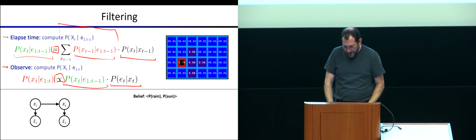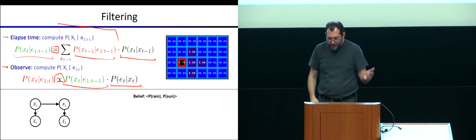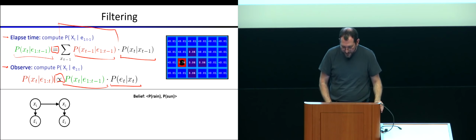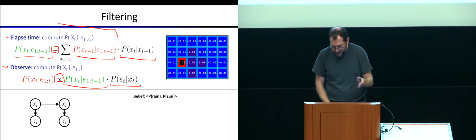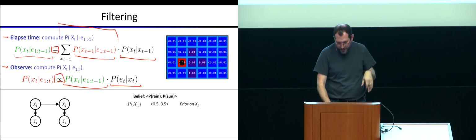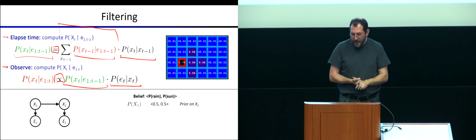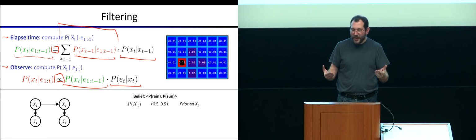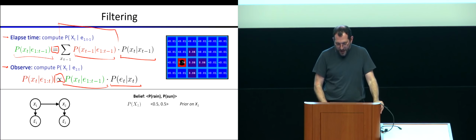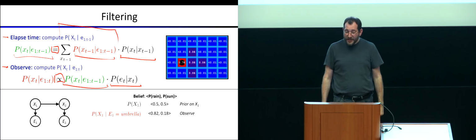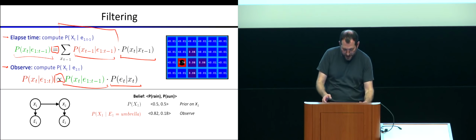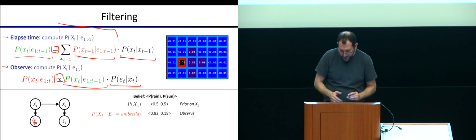So here's how it would work. You would start off with some belief about, say, the probability of rain versus sun. So let's say X here now is rain and sun, and E is umbrella or no umbrella. You might have some prior on X1 that's given to you as input to the model. And then some evidence comes in. You see that E1 is umbrella. Okay, so I could shade that in here.